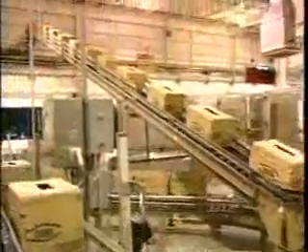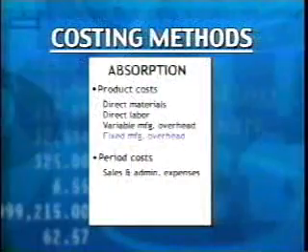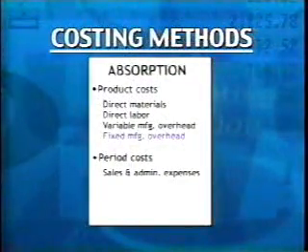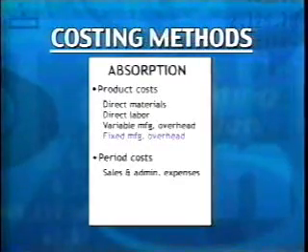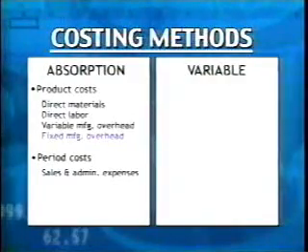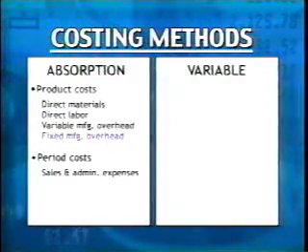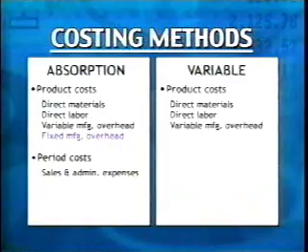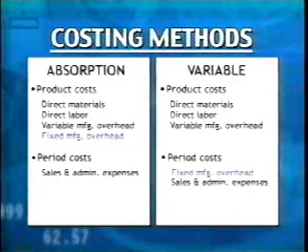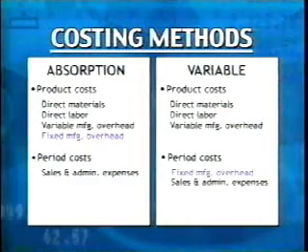There are two approaches commonly used to cost products for valuing inventories and for determining cost of goods sold. Absorption costing is required for external financial reporting because it treats all costs of production as product costs, regardless of whether they are variable or fixed. Variable costing, useful for internal decision-making purposes, treats only variable production costs as product costs. All fixed costs are treated as period costs.